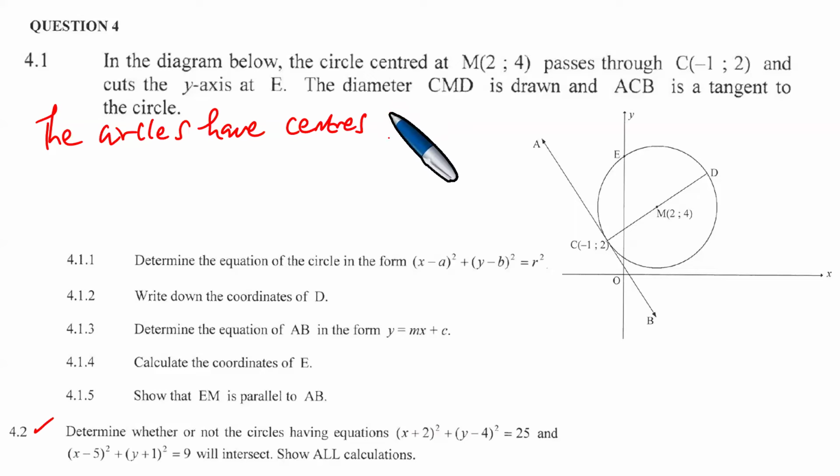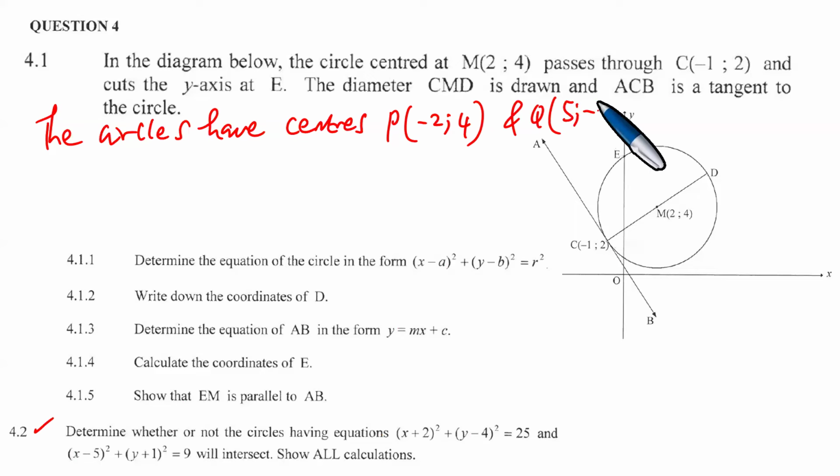For instance, let's call them P. This one is going to have the center (-2, 4), so the plus you make minus, and the minus one is taken as it is. And there's Q, this one, the center, because there's a -5 and a 1, which is going to be (5, -1). So these are the two circles, and these two circles have those centers.